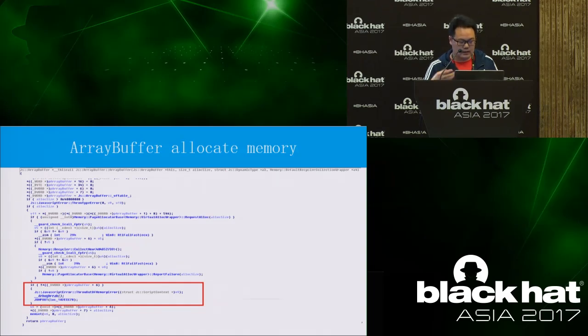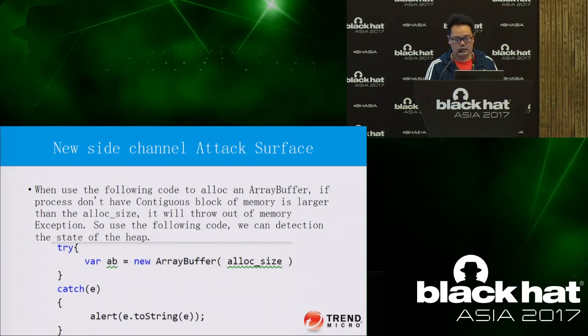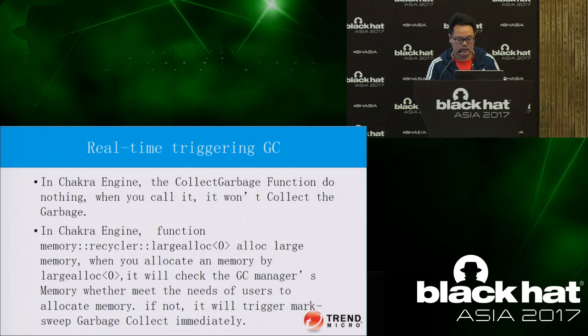Microsoft just introduced the abandon on out of memory function in the rendering engine, but didn't use this in the Chakra engine. So in the Chakra engine, we can find a new side channel attack surface. In the Chakra engine, the collect garbage function does nothing. When you call it, it won't collect the garbage.